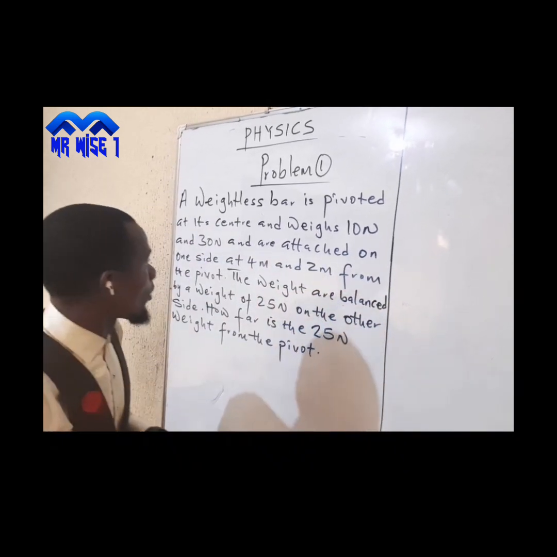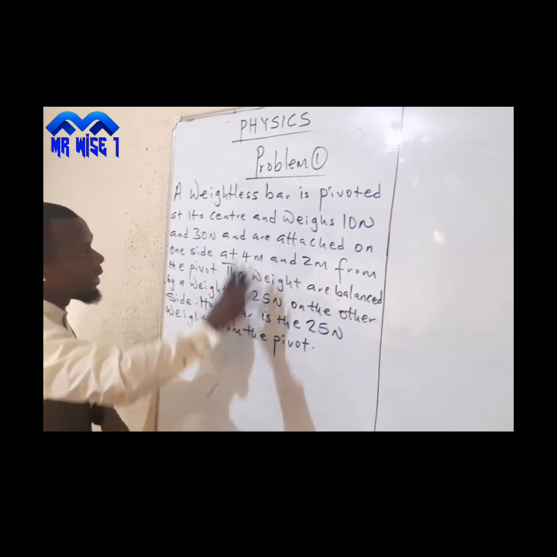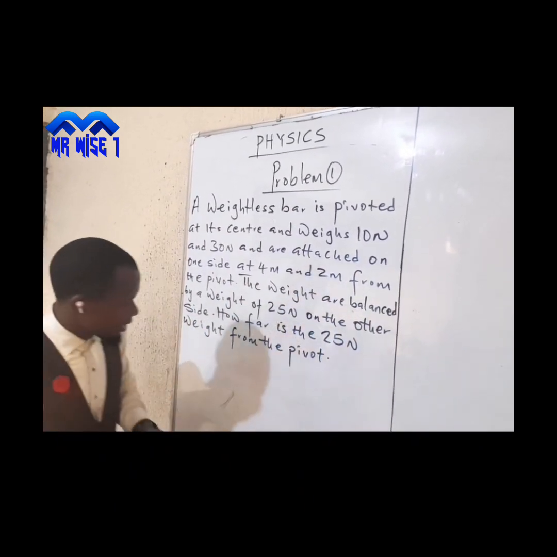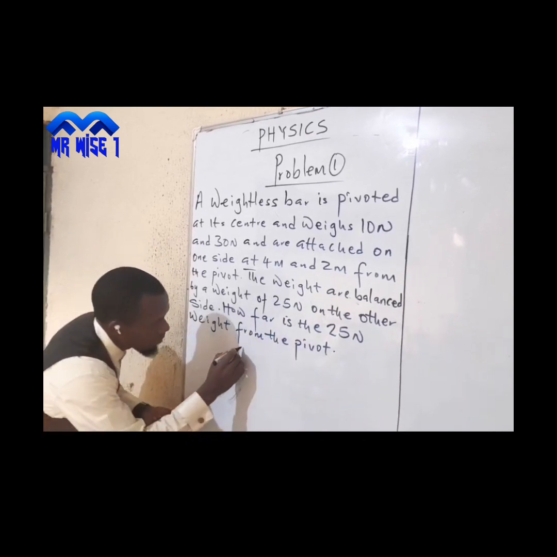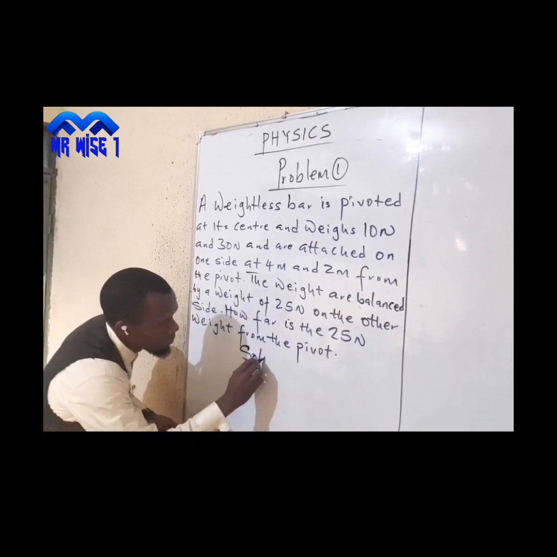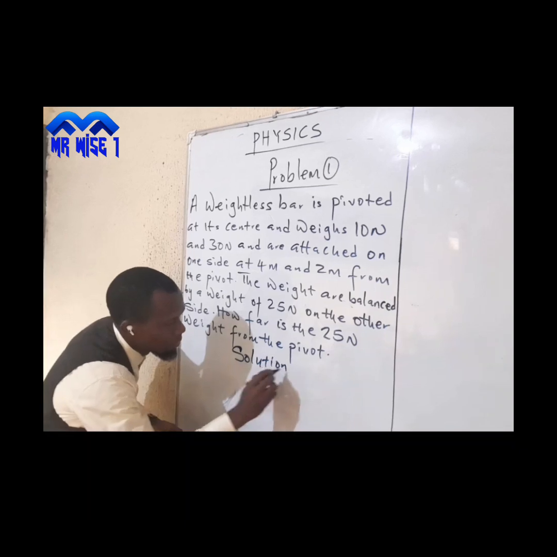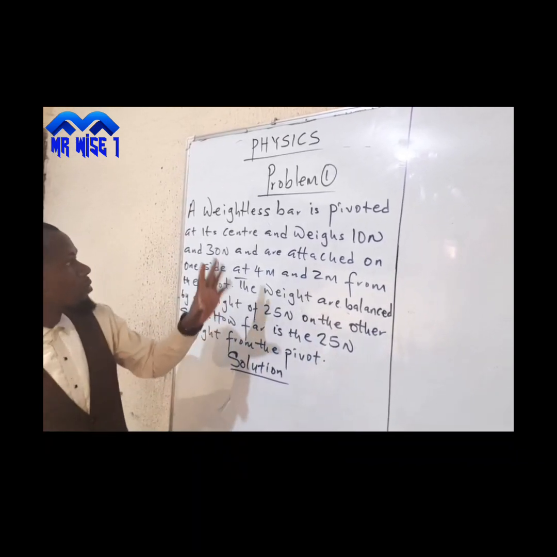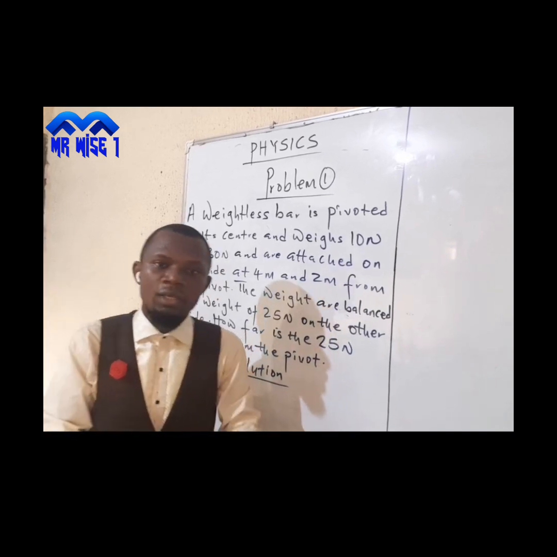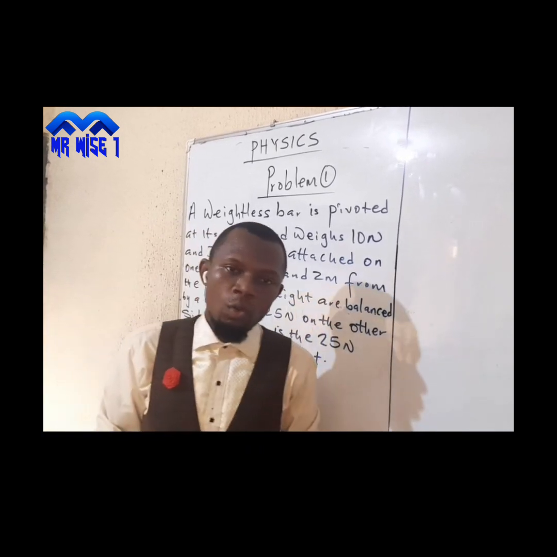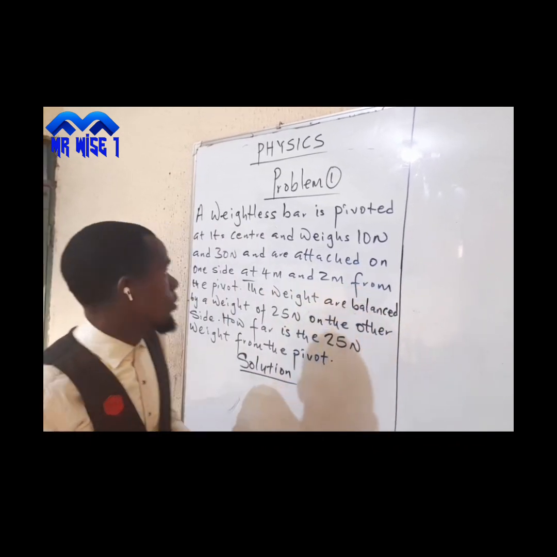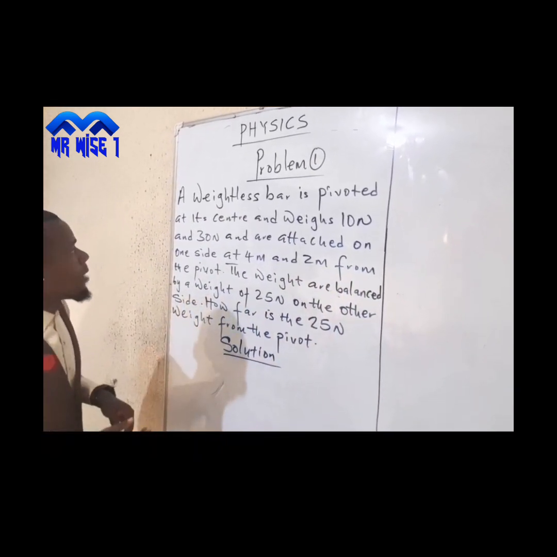Okay, let's proceed. What I'm going to do is follow the problem sequentially on the board. So let's proceed to the solution of this particular problem. The trick to solving this kind of problem is to bring out the diagram. Once you are able to get the diagram, you are done solving this problem. So let's quickly run down the problem on the board.